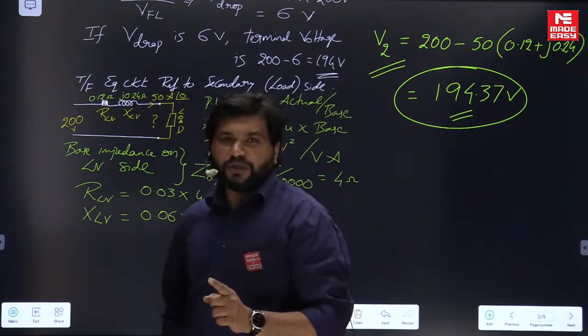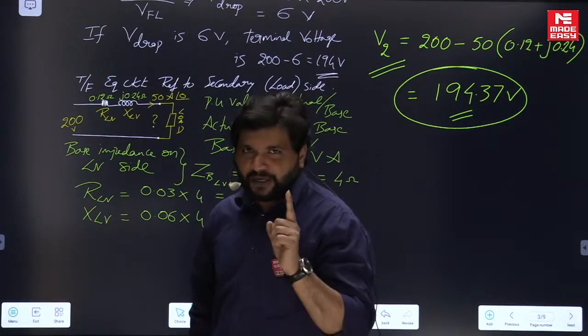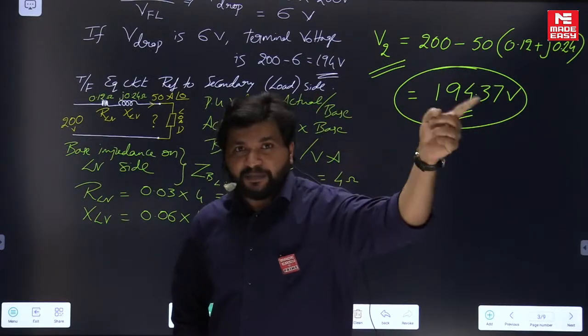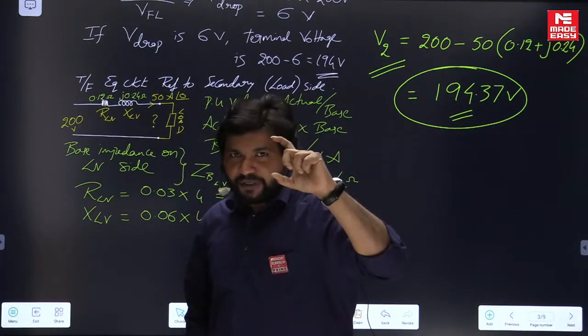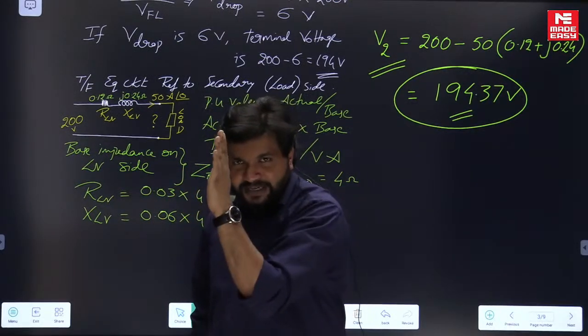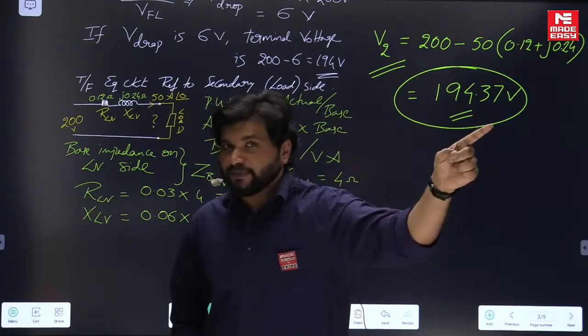Someone is asking again a doubt. In the previous question, you were asked, what is the primary voltage? So the unknown is primary voltage, which means you have to take the given value across the load and maintain that across the load, and calculate the unknown, that is the primary voltage.